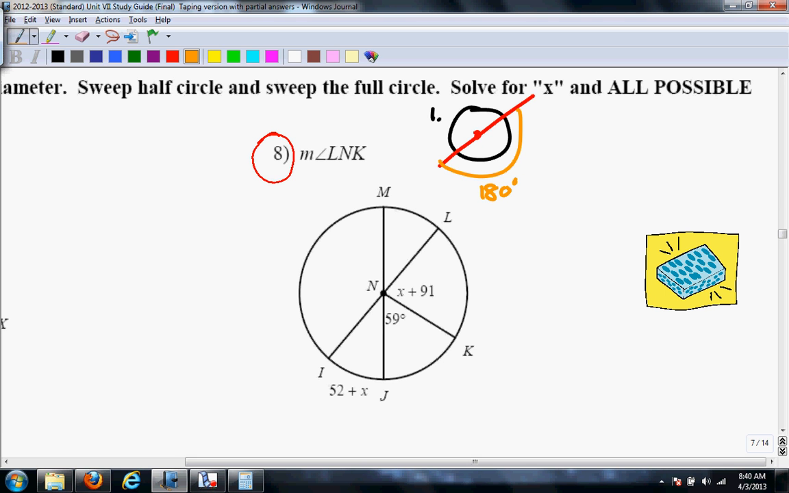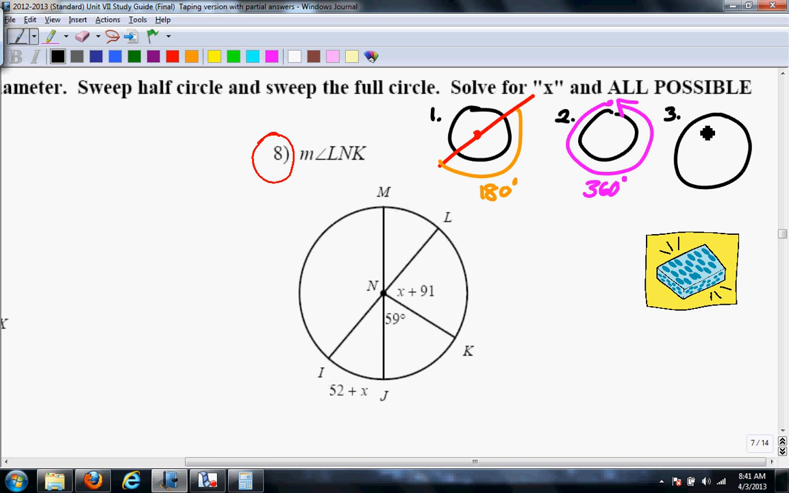Now, that's not the only thing you should hunt for. Number 2, when you have circles, the second thing you should hunt for is simply put your pencil on one side, sweep all the way around, and remind yourself that circles total add up to 360. That's the second thing you should hunt for. The third thing you should hunt for is you should simply watch out for vertical angles and sets of vertical angles, remembering that vertical angles are congruent.